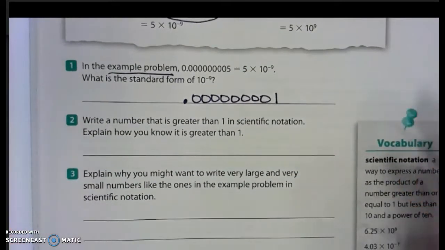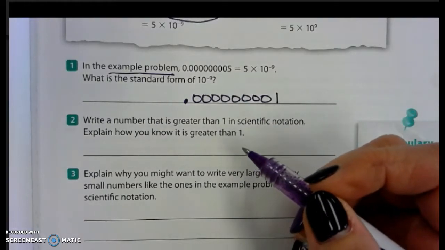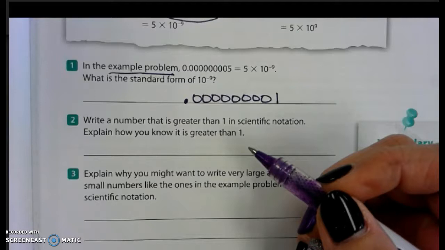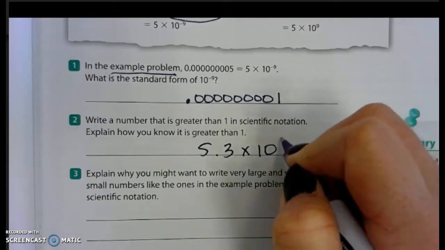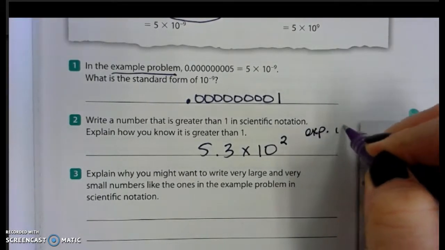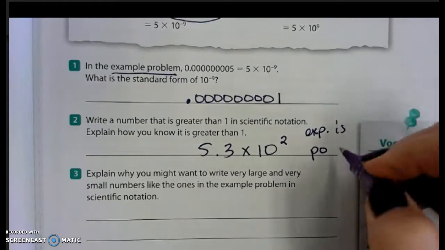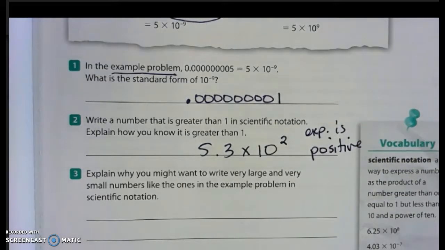Number 2, write a number that is greater than 1 in scientific notation and explain how you know it is greater. Any number in scientific notation that has a positive exponent will be greater than 1. So I could do 5.3 times 10 to the 2 if I wanted to. Could that be the same as 1? No, it said greater than 1. The exponent has to be positive, and that tells us that our number is greater than 1.